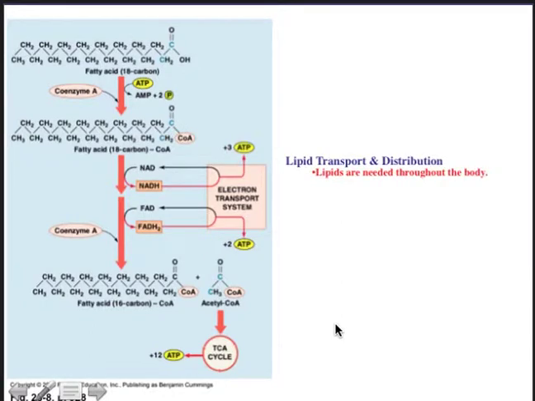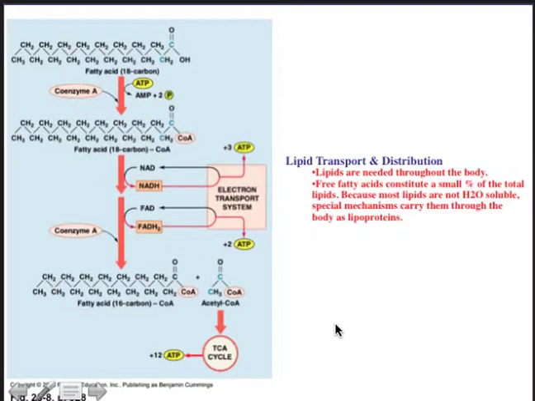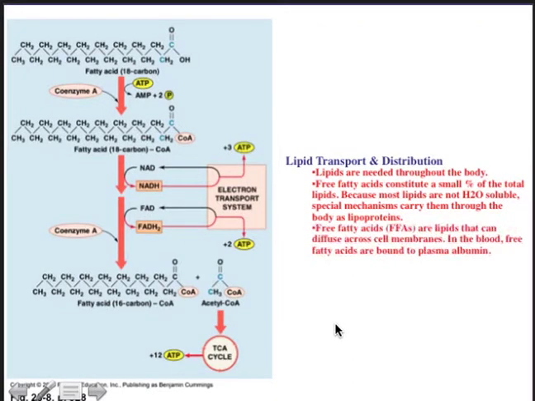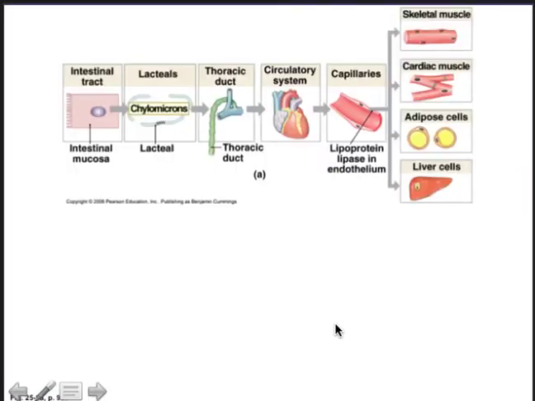Lipids are needed all over the body. Free fatty acids constitute a tiny percentage of the total lipids. Because most lipids are not water soluble, special mechanisms carry them through the body as lipoproteins. Free fatty acids are lipids that can diffuse across the cell membrane in the blood. Free fatty acids are generally bound to albumin.